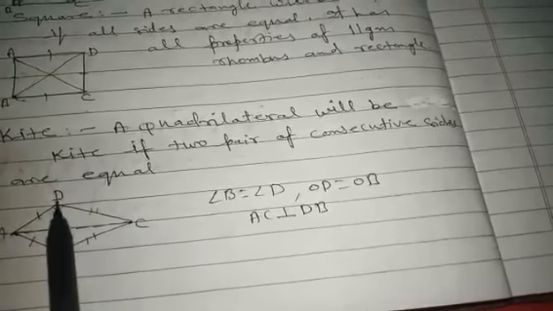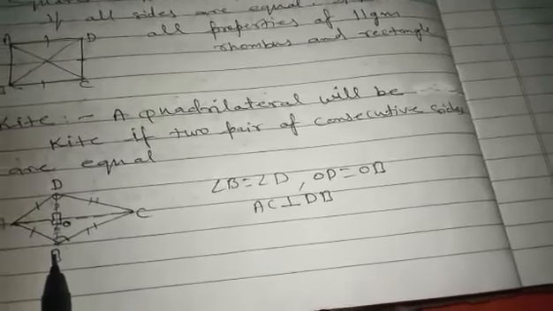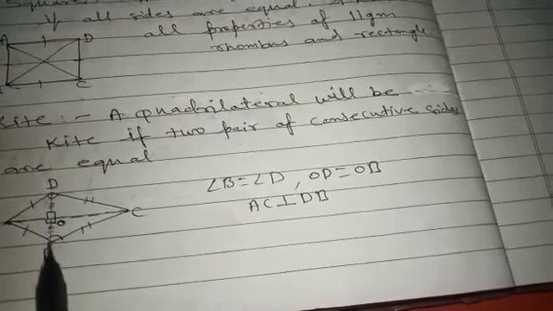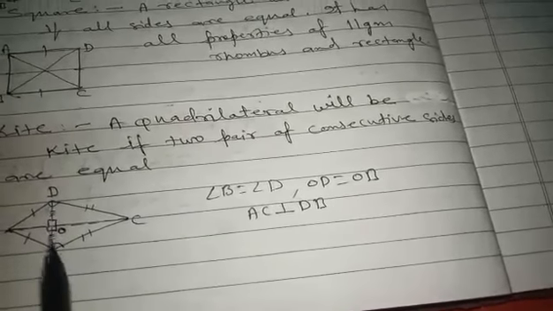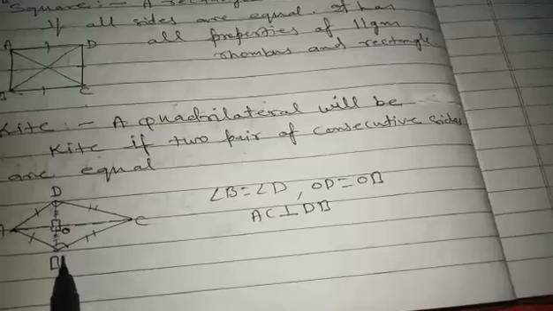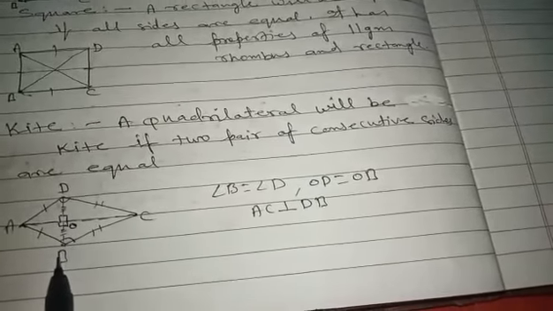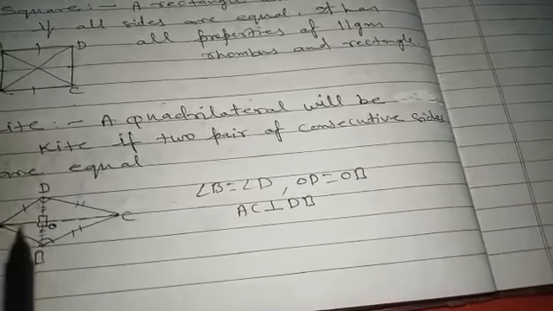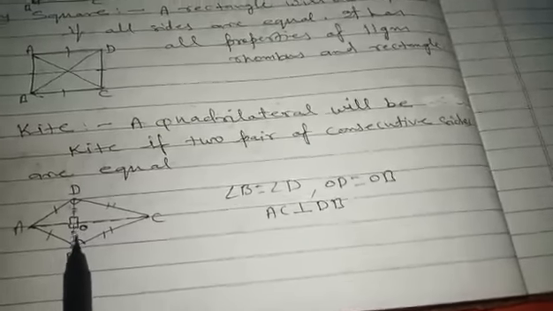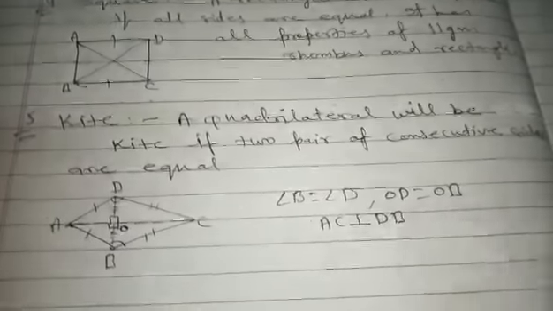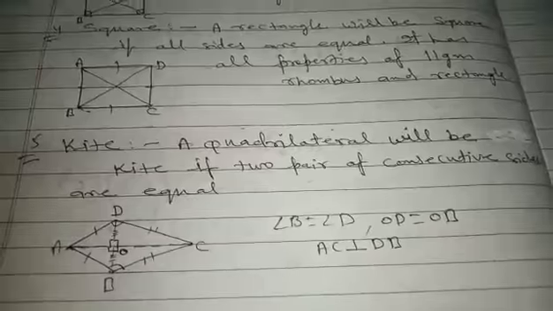The greater diagonal bisects the smaller diagonal and angle B and angle D are equal. OB and OD are equal and AC and BD are perpendicular. So these conditions are followed by a kite. It is clear.